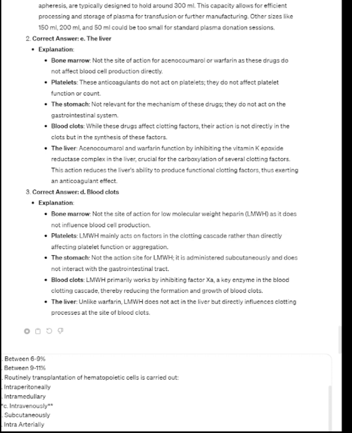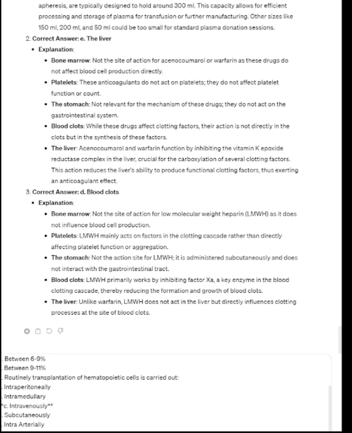Platelets. LMWH mainly acts on factors in the clotting cascade rather than directly affecting platelet function or aggregation. The stomach. Not the action site for LMWH. It is administered subcutaneously and does not interact with the gastrointestinal tract.